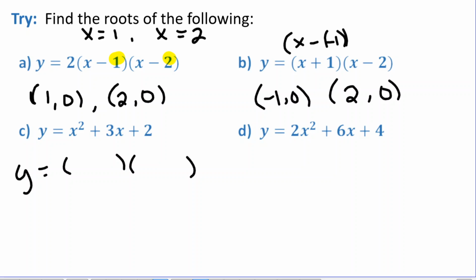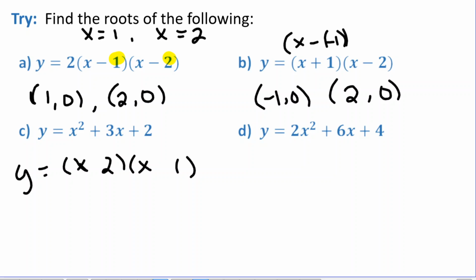Right? And if we kind of undo, if we reverse engineer what we know about expansion, we know that x squared comes from an x times an x. We know that 2 comes from a 2 times a 1.